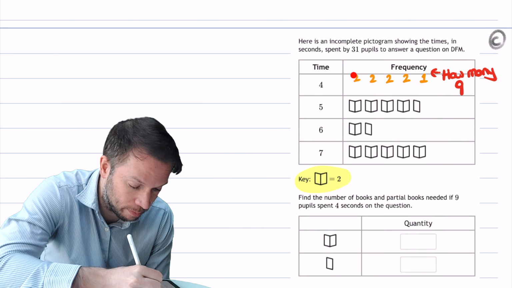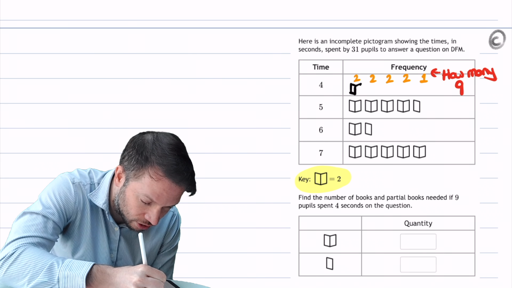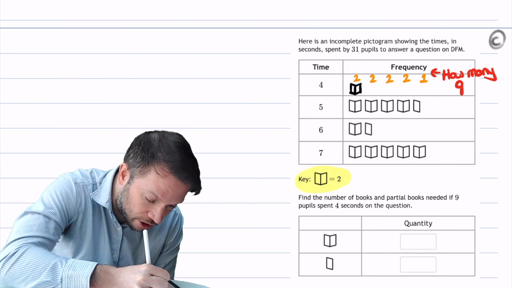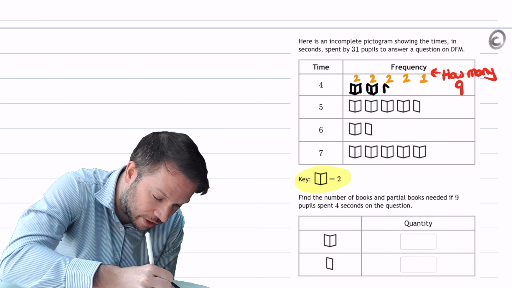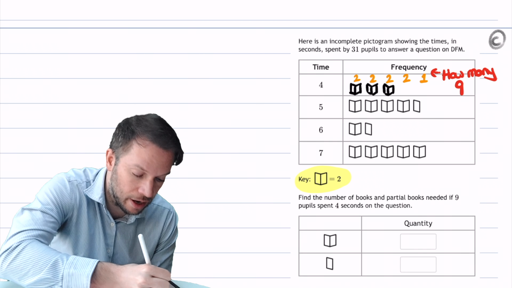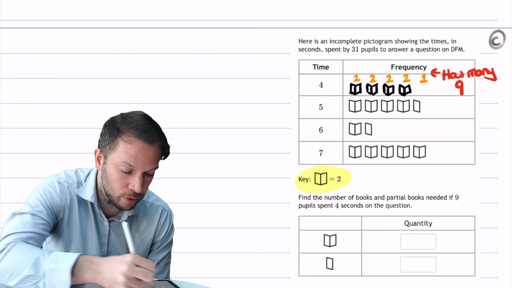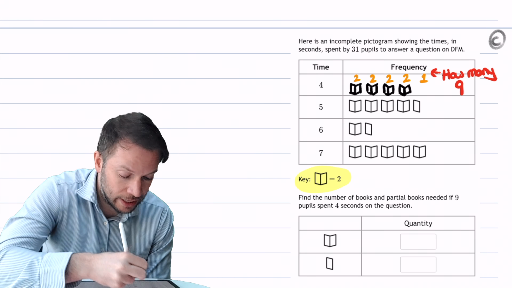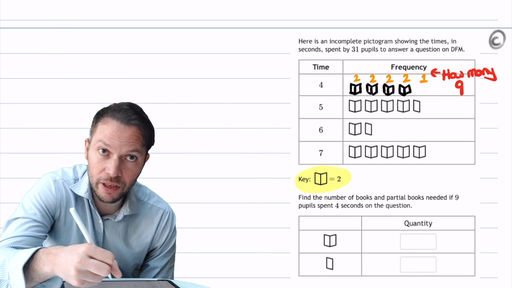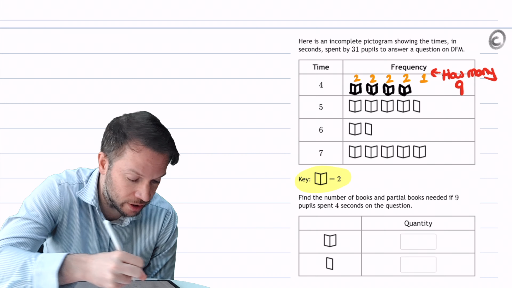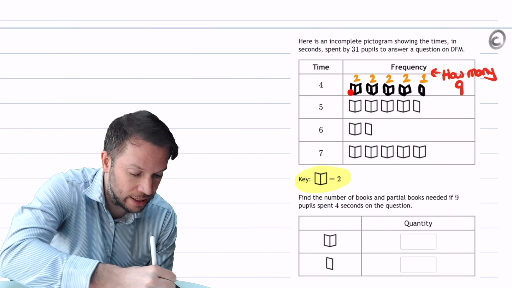Now, these first 2 people, we can draw a book for that because a book represents 2 people. Then we have another book symbol for the next 2 people. And then another book symbol for the next 2 people. And then another book symbol for the next 2 people. And then we only want to represent 1 person now. Now, a full book would be worth 2 people. So if we drew half a book, that would just represent 1 person, wouldn't it? So we're going to draw half a book like that. And that will be the completed pictogram here.